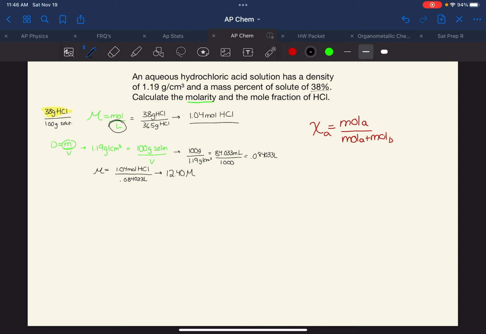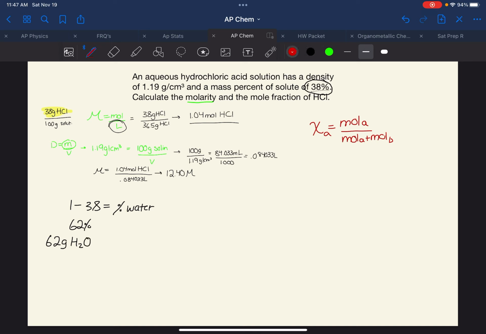Now, in order to solve for the mole fraction, clearly we need this mole B. Mole B is the number of moles of water in the solution. And we found out that there's 38% hydrochloric acid, which means that 1 minus this 38% is going to equal the percent of water, right? So 1 minus 38% gives you 62%, which means that 62 grams of this solution are water.